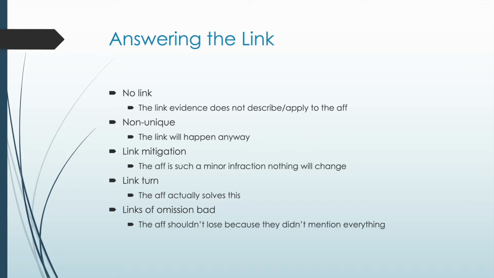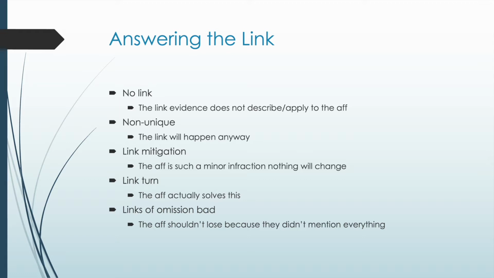You can also make a non-unique argument against the link, which is saying that the link will happen anyway. It's not a unique harm of the AF. This is a really persuasive argument when it comes to Ks because we're talking about larger structural problems, and so it's probably true that if the AF doesn't cause the structural problem to get stronger, something else will. If the resolution doesn't say that we need to increase military funding, probably at some point there will be an increase in military funding. So non-unique arguments against the link of a K are pretty persuasive a lot of the time.